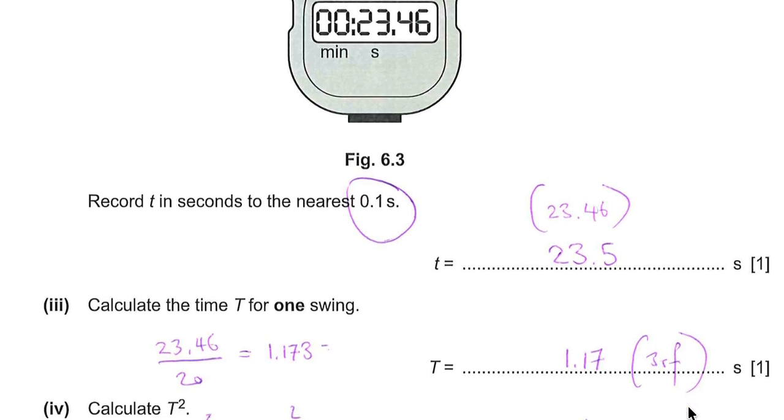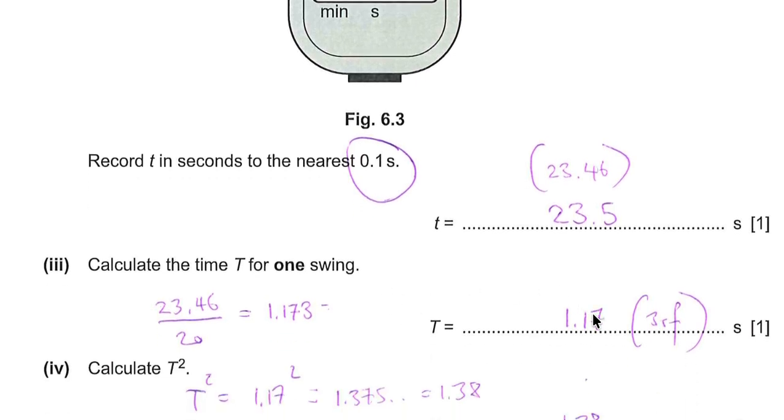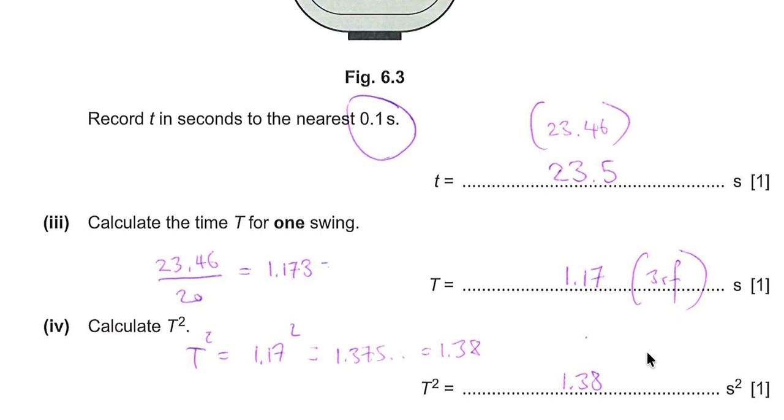Okay, so we've done that. We're going to calculate t squared. Now this time I'm going to take my value from here. I could have taken the 1.173. I'm going to square it, and again I'm going to present it to 3SF, and I've been a bit bad here. I should write 3SF there as well. Again, it's just a case of being consistent. 3, 3, 3. That looks nice to me.